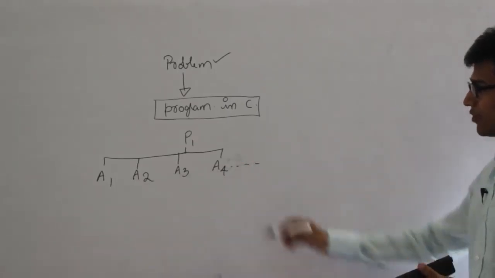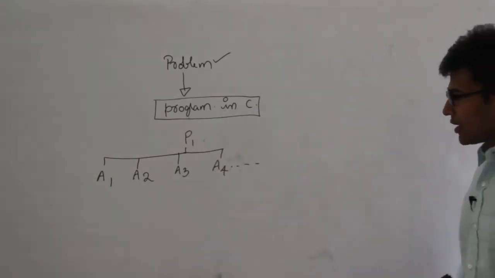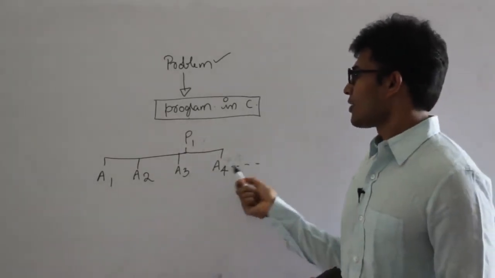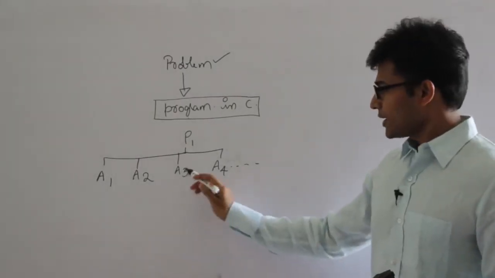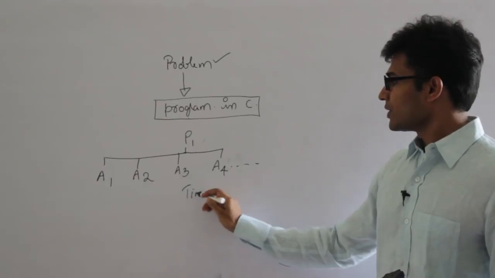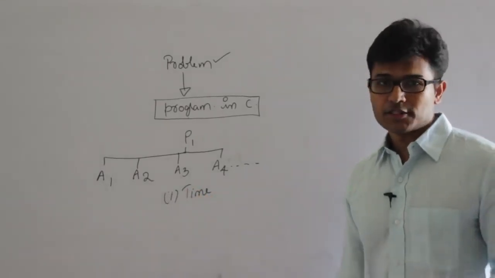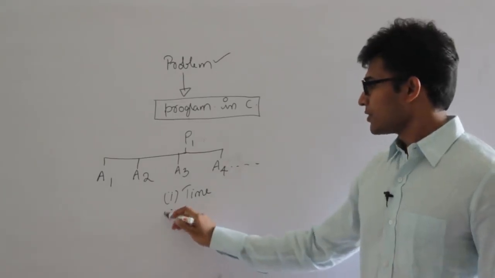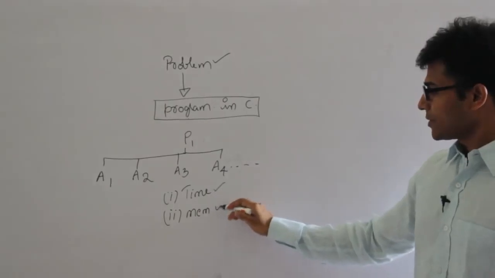Now before implementing any algorithm as a program, we have to find out which among these algorithms are good in terms of time and memory. So we want to analyze every algorithm in terms of, one, time, meaning which one could execute faster, and second, memory, meaning which one will take less memory. Less time and less memory.